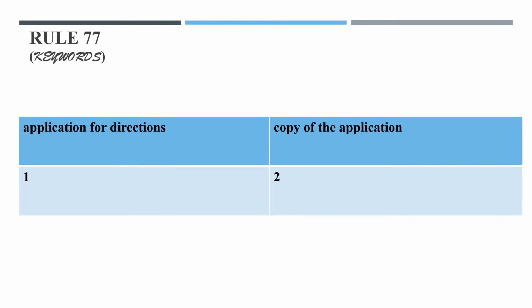Now the keywords for rule number 77. The key phrase for sub-rule 1 is application for directions, and for sub-rule 2 this is copy of the application. That means one is application, one is copy of the application. These are the same as for rule number 76 that we just discussed.